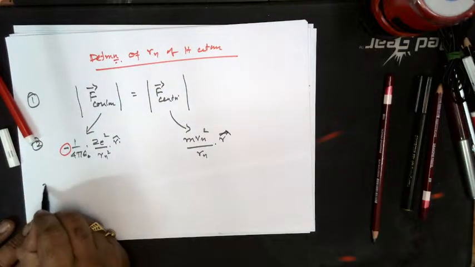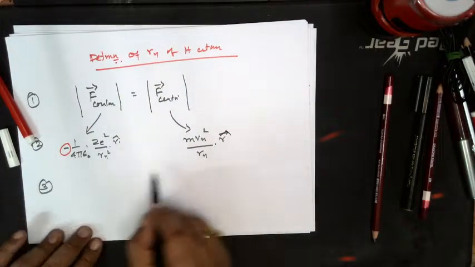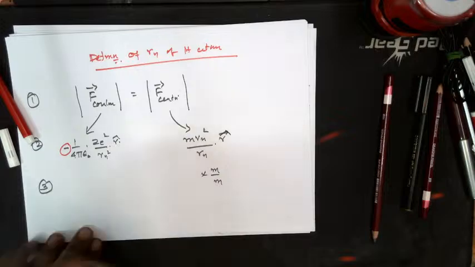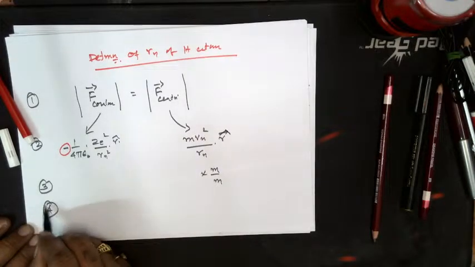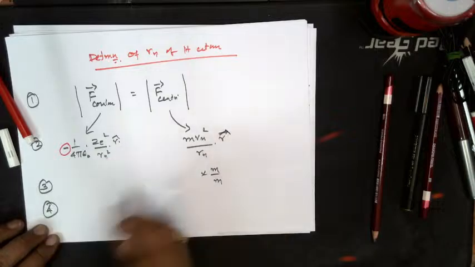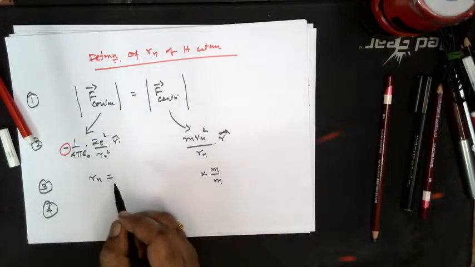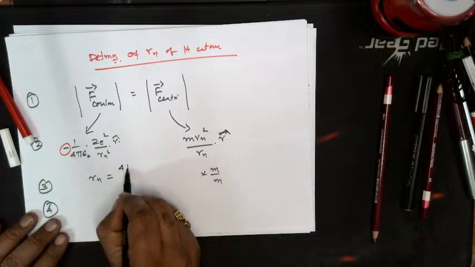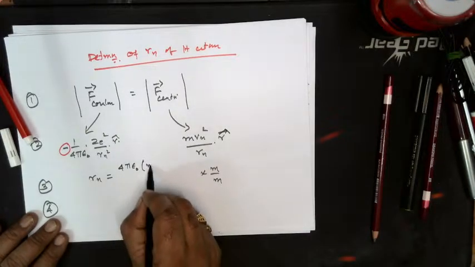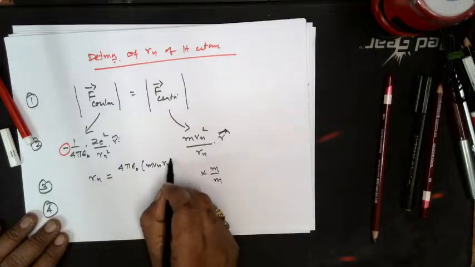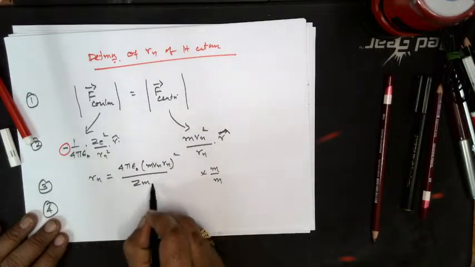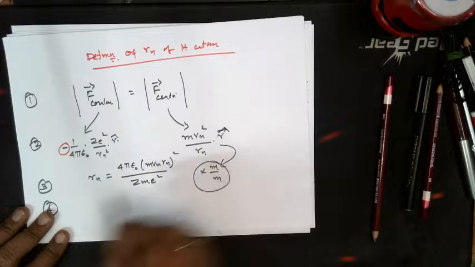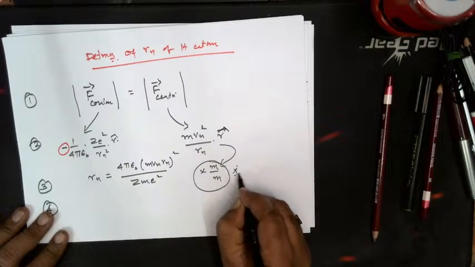And the third step is, you have to multiply and divide by m. Don't strike it out like this, because we need it. What is our purpose? You have to rearrange it entirely and declare Rn is equal to 4 pi epsilon naught into (m Vn Rn) whole square divided by Z m E square. Don't forget. So Rn we have retained, and this we have done by multiplying and dividing by m. So don't forget this step. This is a very important step.